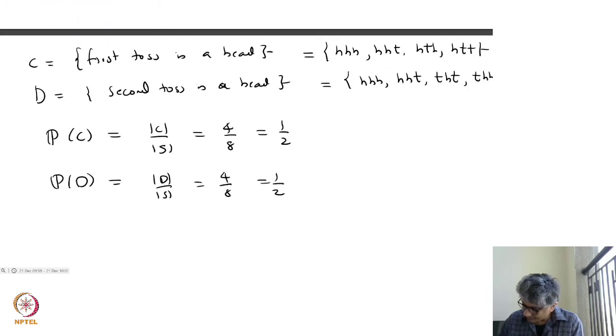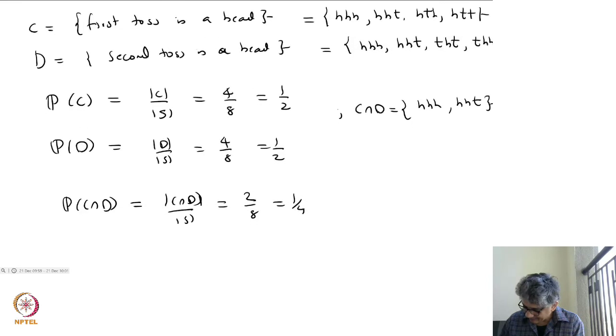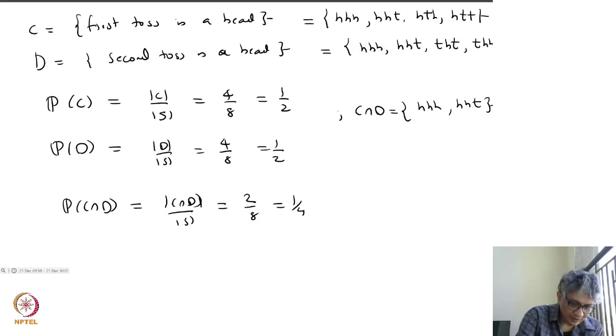Now, what is C and D? C and D is the event that the first and second tosses are heads. That means you have HHH and HHT, that's two elements there. So the probability of C and D is the size of C and D divided by size of S. That's just going to be 2 by 8, and that's a quarter.